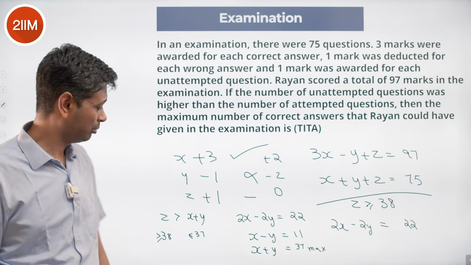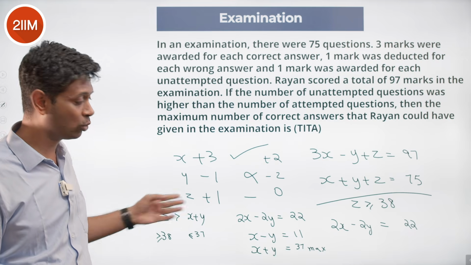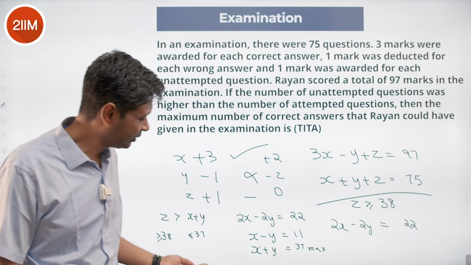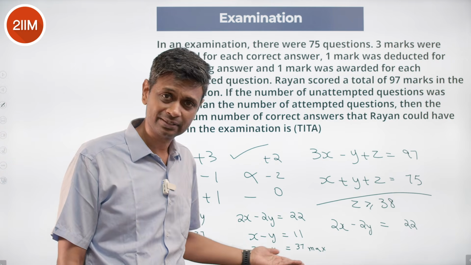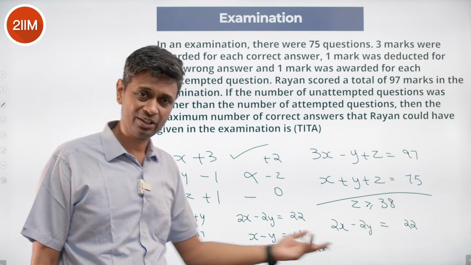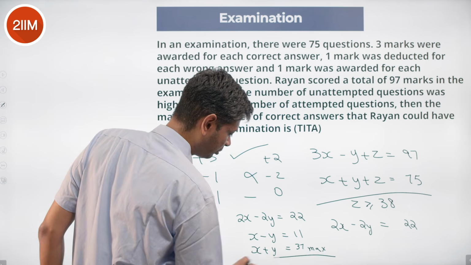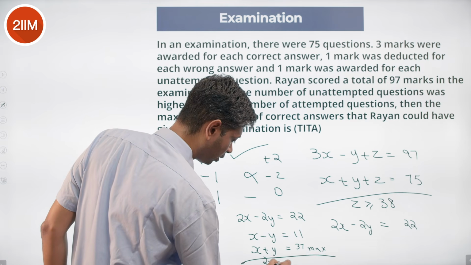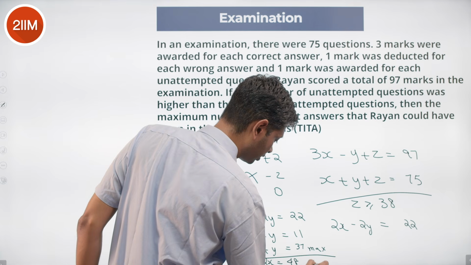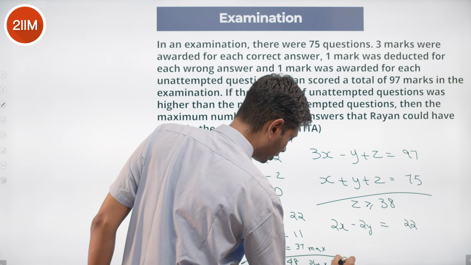How do I know that? Because this total z is more than x and y put together. So if x plus y is higher, that's when x can be higher. Add these two. So the maximum value is 2x is 48, or x maximum is 24.